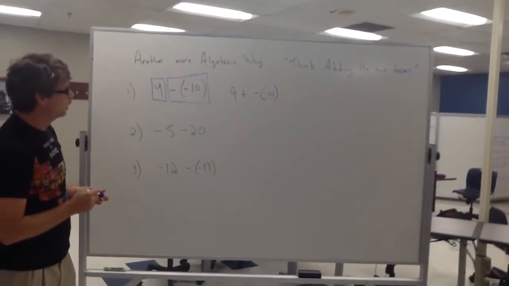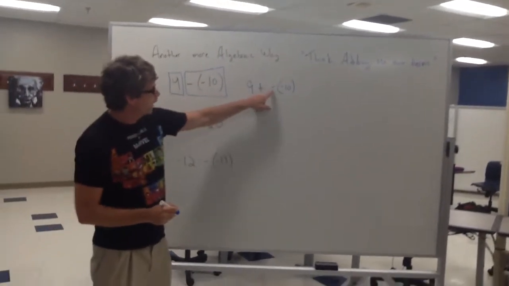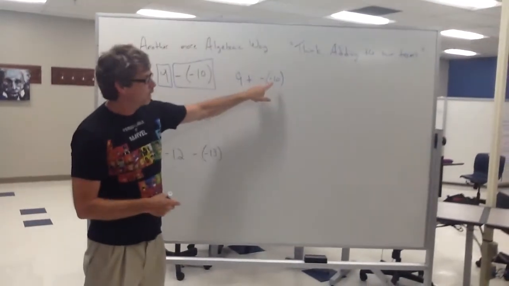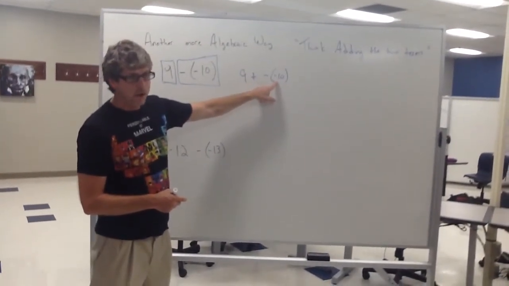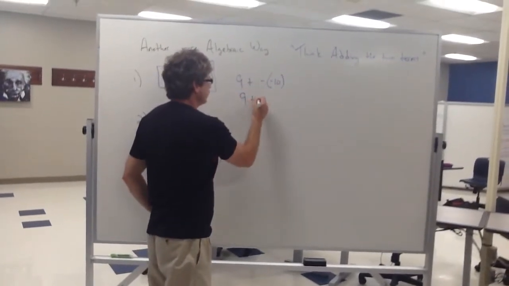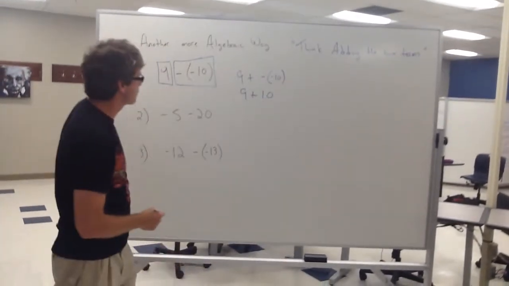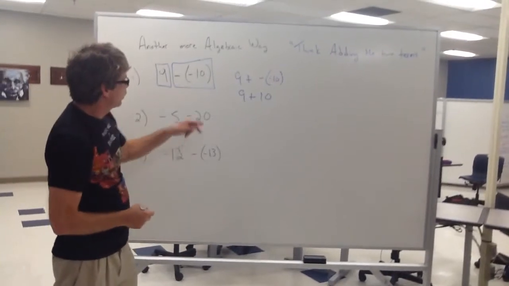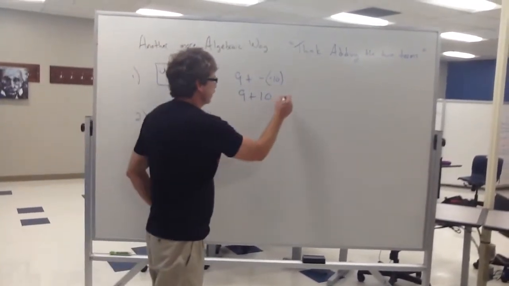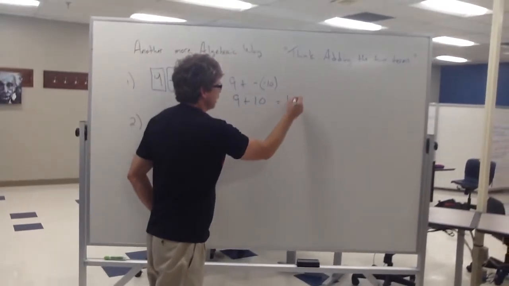What we learned from the other day is anytime we have a dash on the outside, that means to take the opposite. Well, the opposite of a negative 10 becomes a positive 10. So an easy way to write this would be simply 9 plus 10. Okay? So this problem really just translates into 9 plus 10, which in turn gives me my 19.